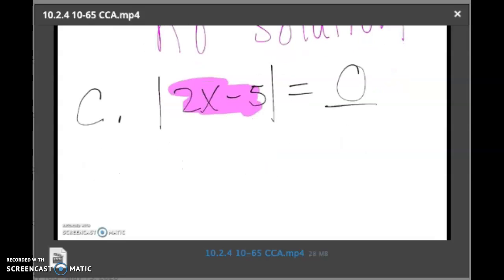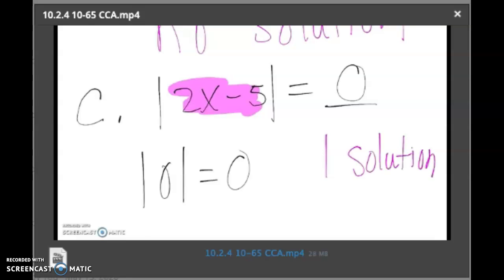So if I take the absolute value of 0, I get 0. Okay? There's no -0, so I can't take the absolute value of -0. So whenever our absolute value equation is equal to 0, that is the situation where we are going to have one solution.